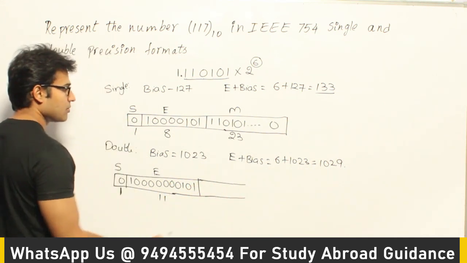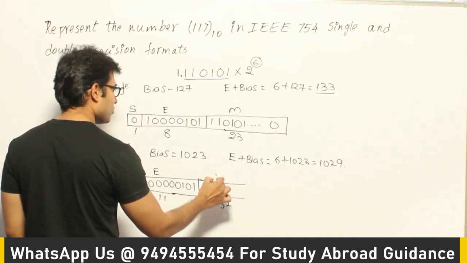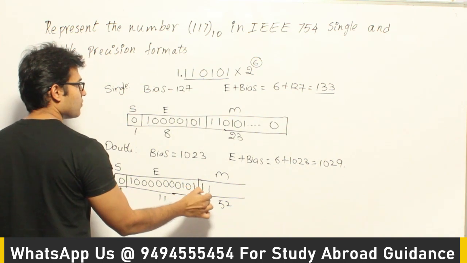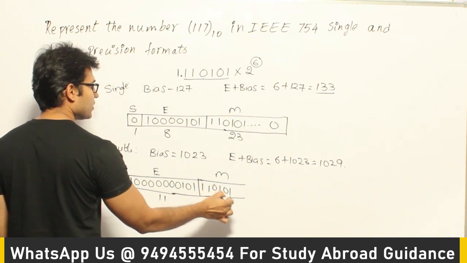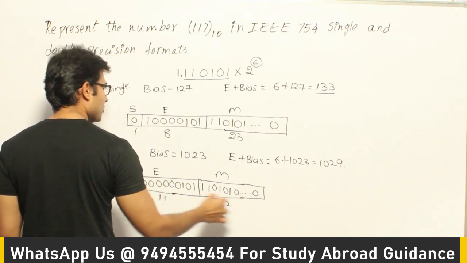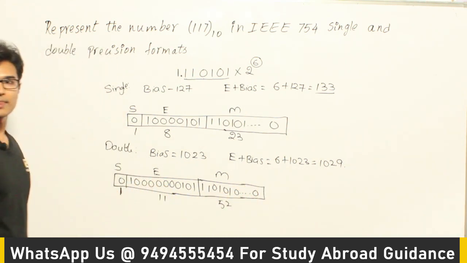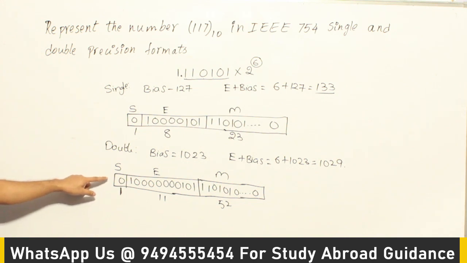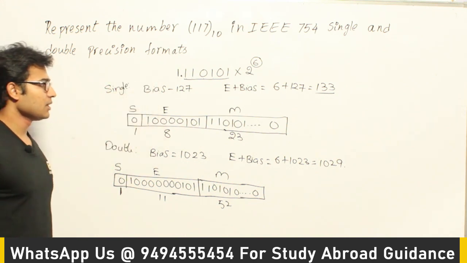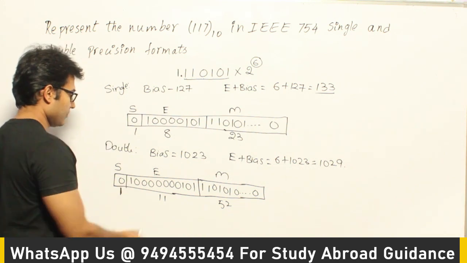So how many bits are going to be mantissa? 52 bits have to be in the mantissa, out of which the starting bits are going to be 1 1 0 1 0 1, and all of the remaining bits are going to be zeros, right? So how many bits should it totally be? 52. Got it? So this is the double precision representation for this number, right? So single precision and double precision. Okay, fine.